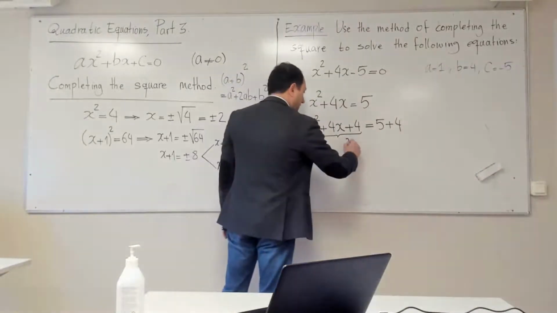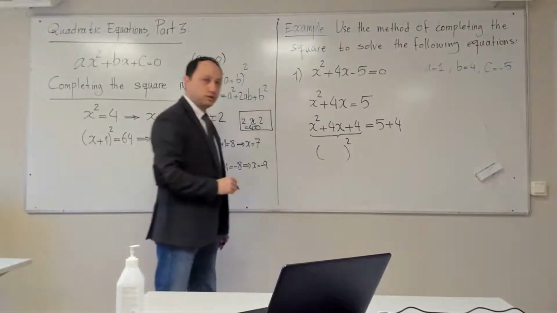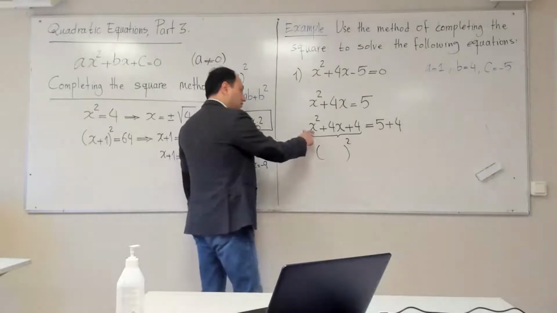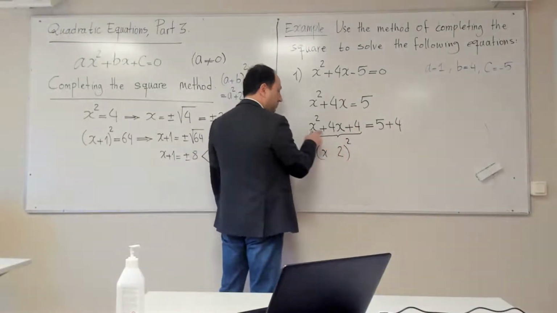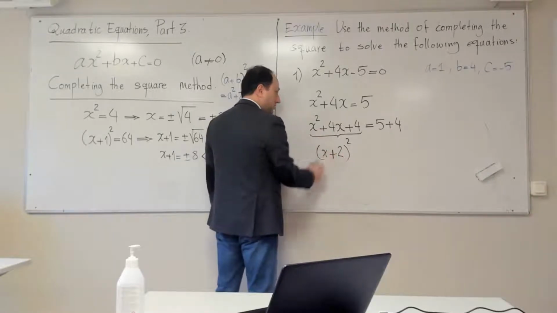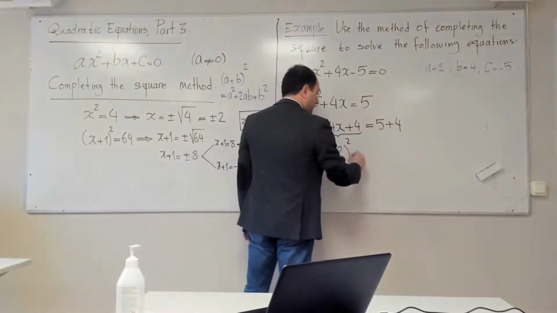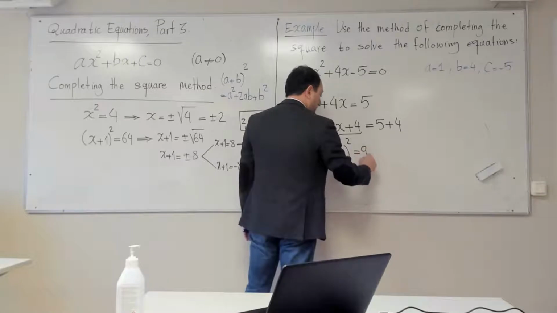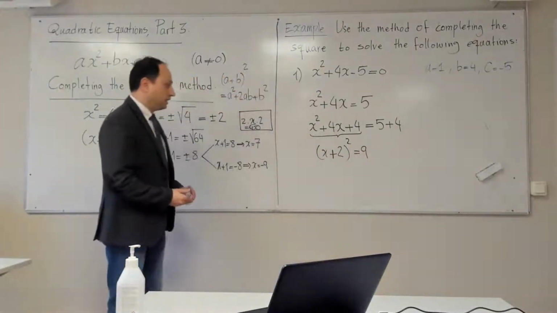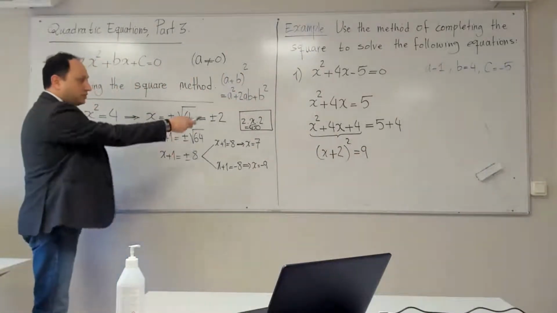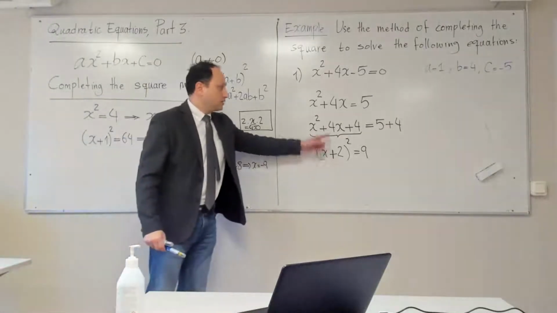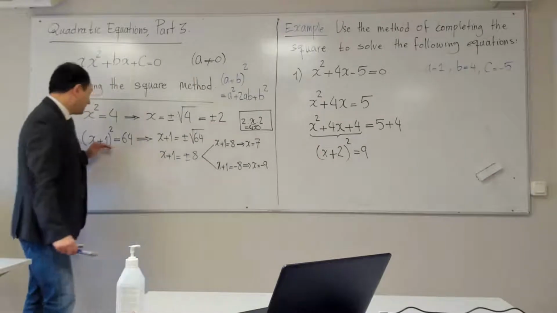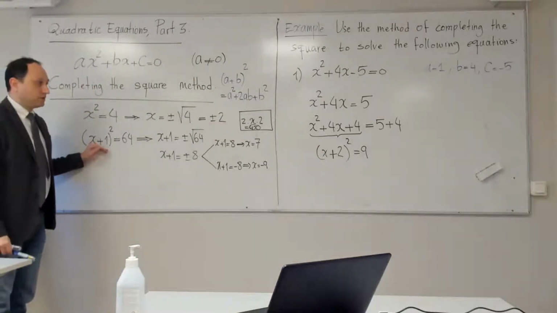Do you remember? I put a pair of brackets with the power of 2 on top, and then I take the square root of this one, and then the square root of this one. And because this is positive, I write this. On the right-hand side, 5 plus 4 is 9. Okay? Now, I don't think you have any problem solving this equation. And this equation, we learn how to solve. It is very similar to this equation, yes?